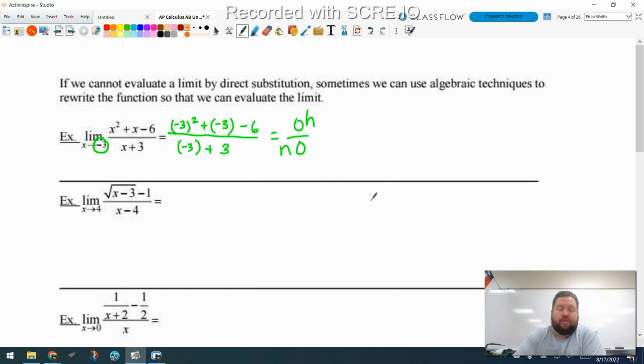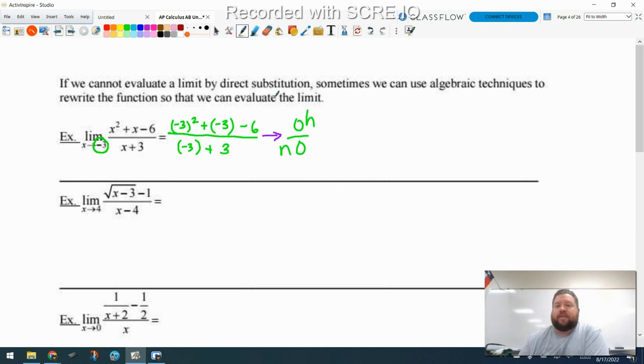We're not going to do this with a graph, and we're not going to do it with a table. We're going to figure this out algebraically. One thing about these problems with 0 over 0 is the AP exam does not like you to say that this limit is equal to 0 over 0, which is exactly what I did. So instead of putting an equal sign right here, I'm going to draw an arrow.